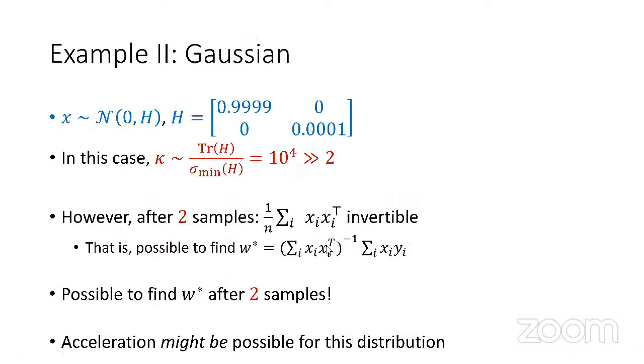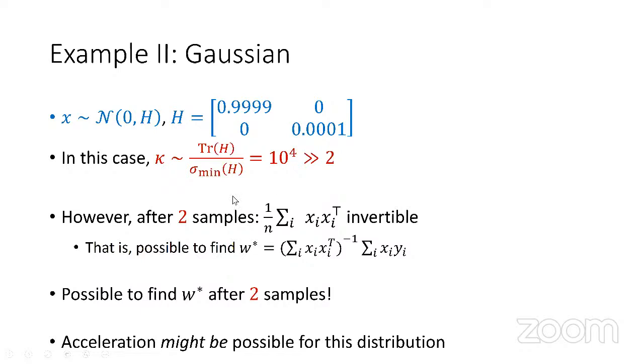Right. So let's now look at a different example, which is the Gaussian distribution, where the Hessian is again the same as in the previous example, 0.9999 and 0.0001. However, in this case, even though the condition number is again like 10 to the 4, because we see that the vectors are always of unit norm with high probability, or like constant norm, and the smallest singular value of the Hessian is still 0.0001. So the condition number is again 10 to the 4.